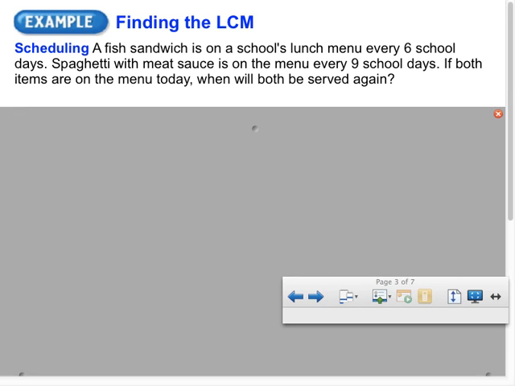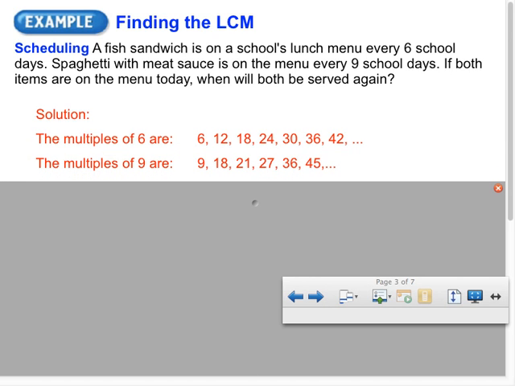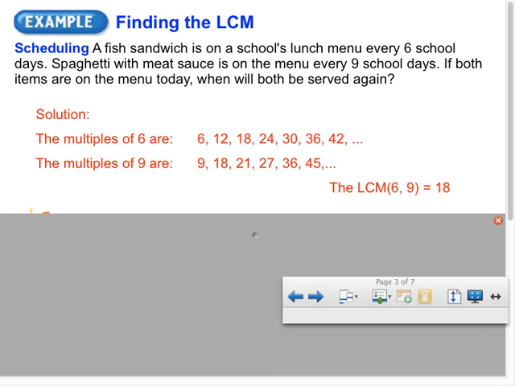Yes. Let's take a look. Here are my multiples. 6, 12, 18, 24, 30, 36, 42. It goes on forever, but I don't need to keep listing them all. I just need to figure out the first one. 9, 18. Well, guess what? I've already got my multiple in common, 18. Now, if you notice, we can see right now, they have another multiple in common, right?